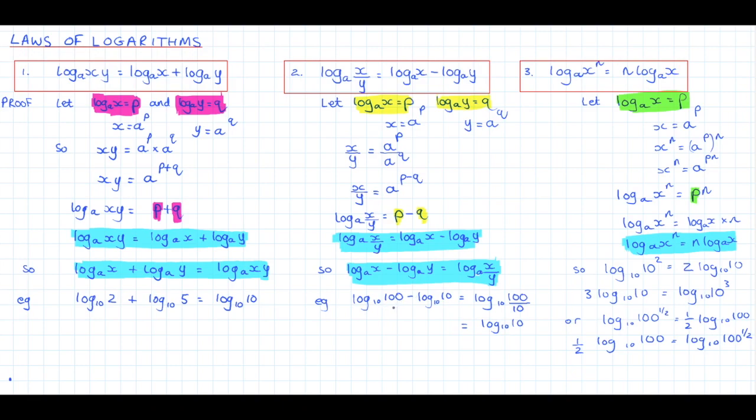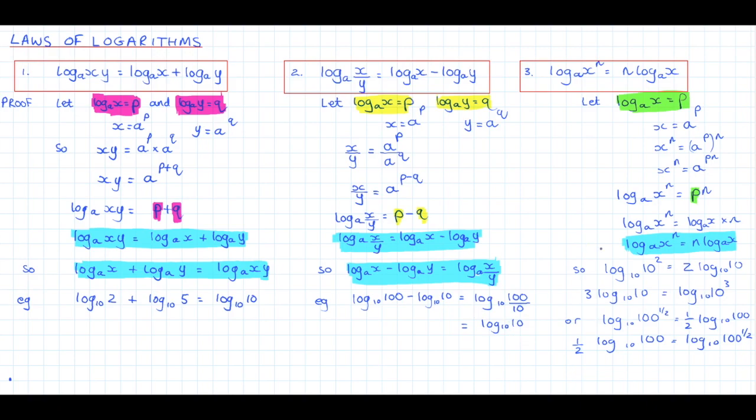For instance, if you had log 100 to base 10 minus log 10 to base 10, both base 10, that would be log 100 divided by 10 to base 10. 100 divided by 10 is 10, so log 10 to base 10.